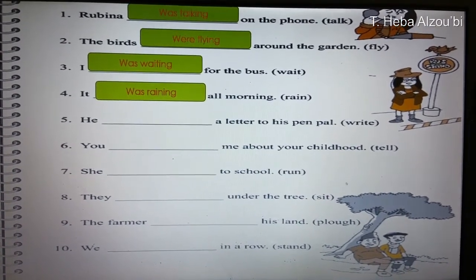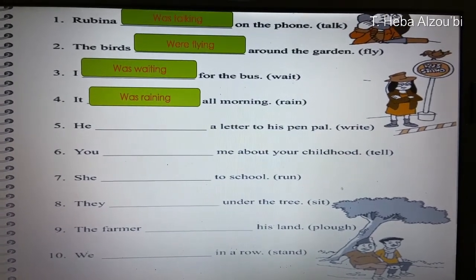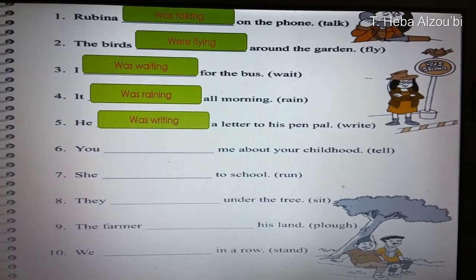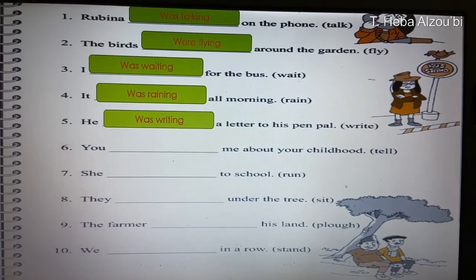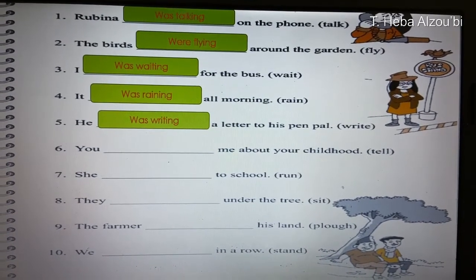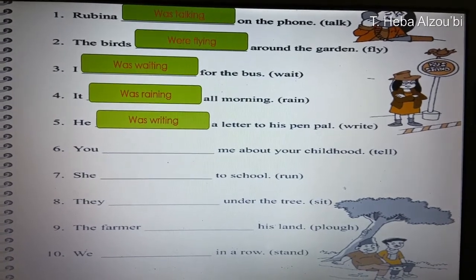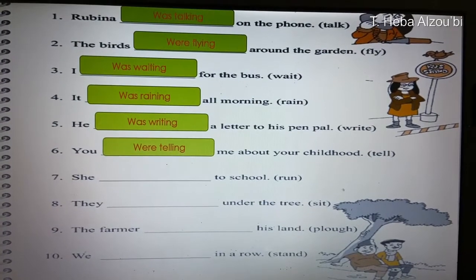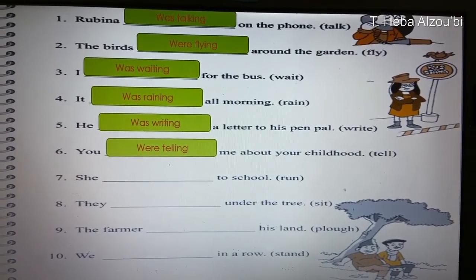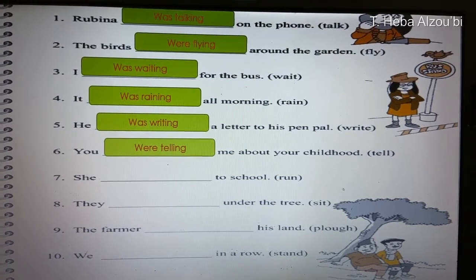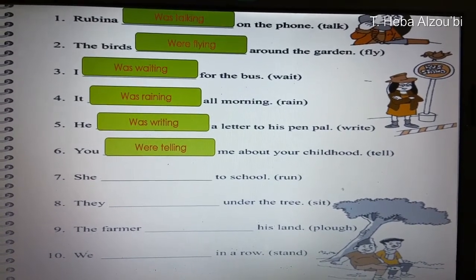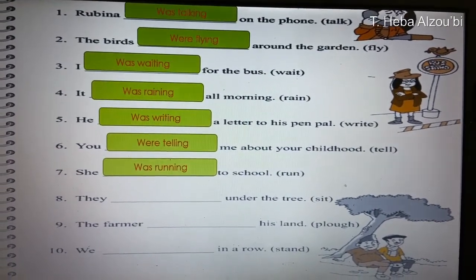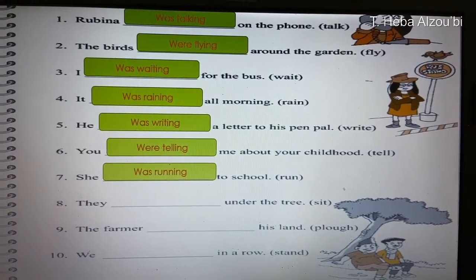Let's move to number 5. He, a letter to his pen pal. He was writing a letter to his pen pal. Number 6. You, me about your childhood. You were telling me about your childhood. Number 7. She to school. She was running to school.